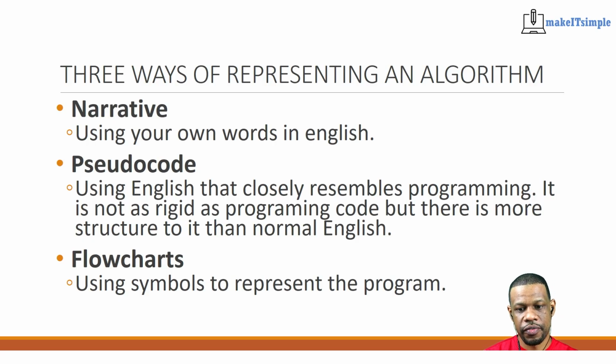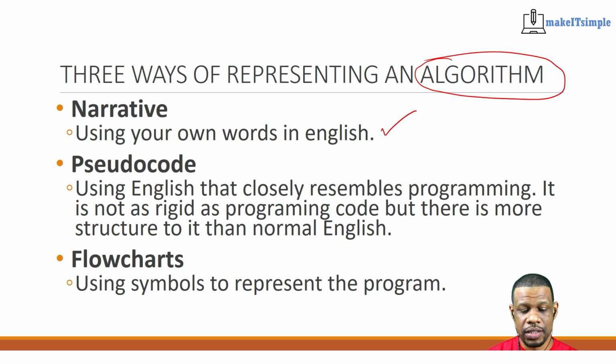So there are three ways of representing an algorithm, and we already determined that the algorithm is the set of instructions that you give to the computer. So the first way is called narrative. That is using your own words in English. That's kind of like talking to a voice assistant like Siri, Google Home, Alexa, all those different things. They try to do things in narrative. So we speak and it's supposed to figure it out. But this is kind of hard.